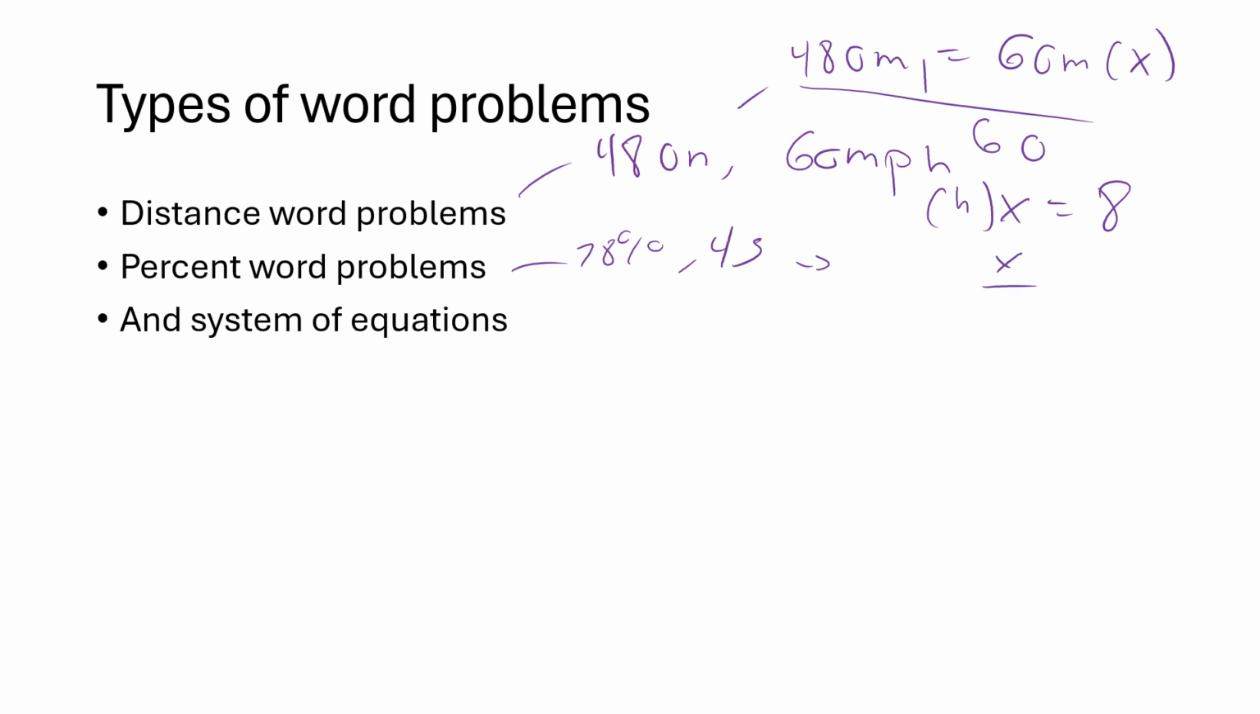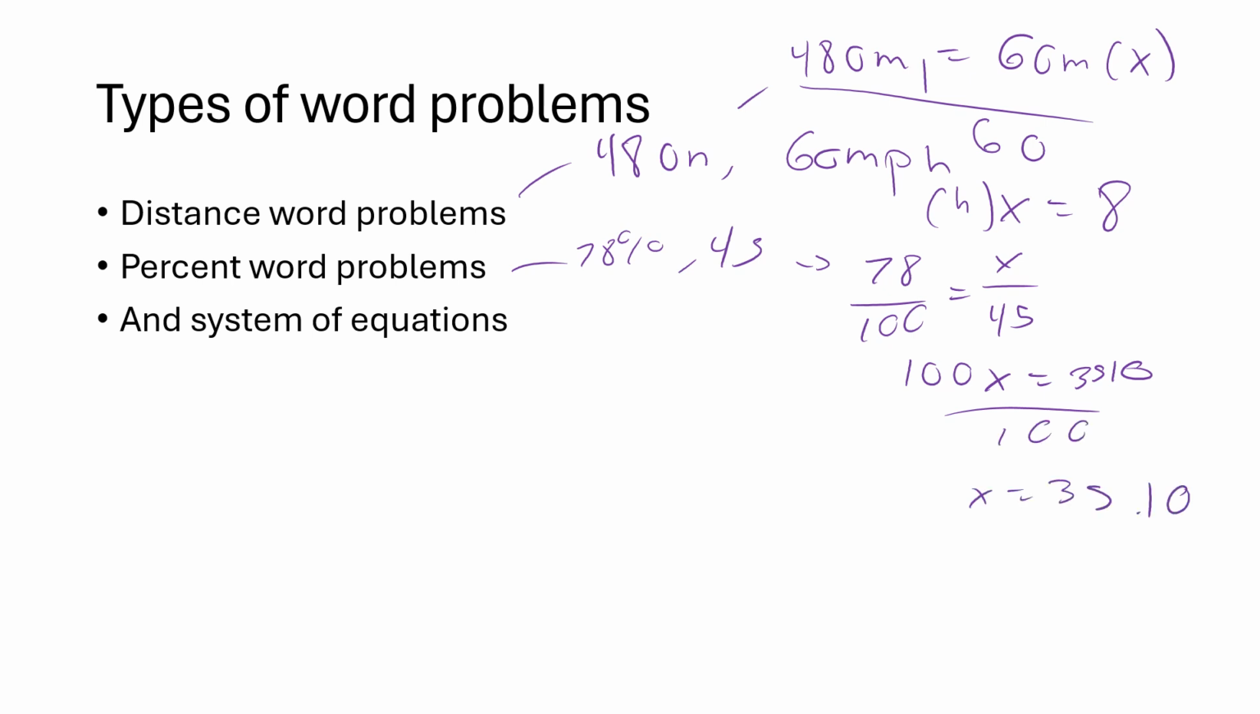Well, we don't know what his percentage of 45 that he got right is, which is x, but we do know that he got 78% of 100 correct. So set those equal to each other, we get 100x equals 3510, divide that by 100, means that he got about 35 questions correct. But if they ask for the exact decimal, he got 35.10 correct, which probably means he just got some extra credit.